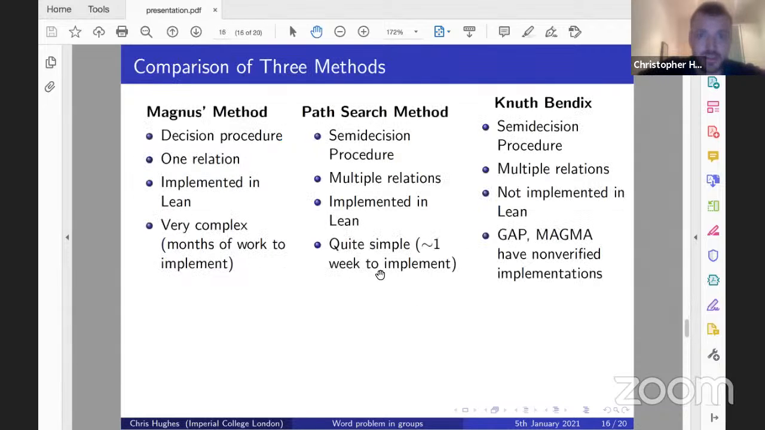So I'll now compare the three methods. Magnus's method is the one I did first. It's a decision procedure, but it only does one relation.